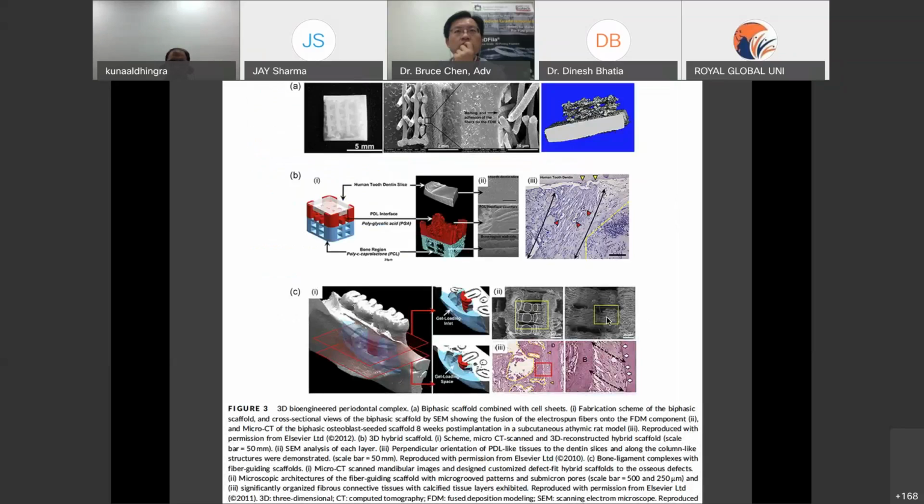So again, I have put in a photograph wherein we can see how a 3D printed periodontium was achieved using a biphasic scaffold, which was made from electrospun fibers and FDM. The authors also took a micro computed tomography of the biphasic scaffolds 8 weeks post implantation, and we can see very well the bone formation which was achieved and also the periodontium which was achieved.